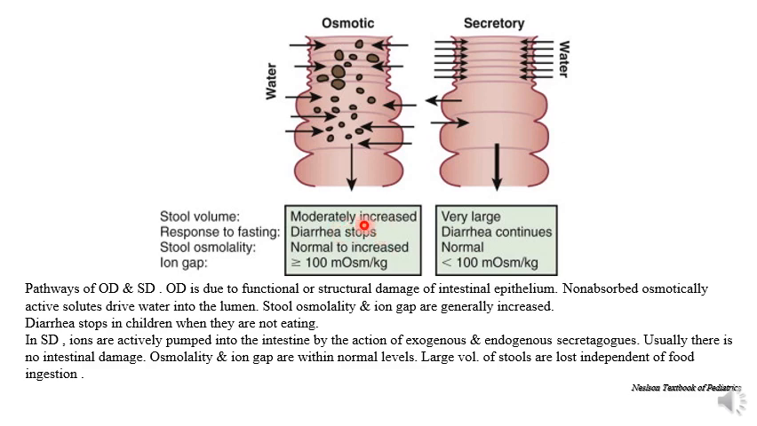moderately increased volume, diarrhea stops when you stop intake, and normal to increased anion gap, 100 and more milliosmol per kg. In secretory diarrhea, the volume is very large, diarrhea continues when you stop food intake, and the osmolality is normal, and the anion gap between the stool and the plasma is less than 100 milliosmol per kg.